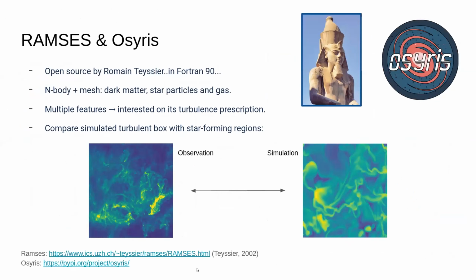Next slide, please. Okay, so I'm Alvaro, and I'll start explaining what we did in the second week. We wanted to simulate a patch of turbulent gas using RAMSES and Osyris to read in the outputs of RAMSES.